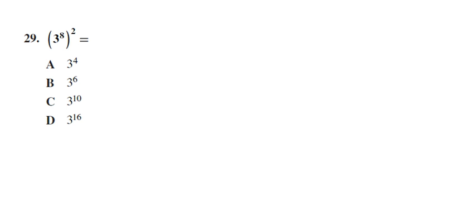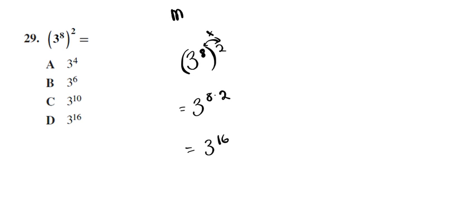It says, what is 3 to the 8th, squared? Now, remember what this means: if you have a power raised to a power, you just multiply the powers. So for 3 to the 8th squared, you just multiply this power and that power together. So it's simply going to be 3 to the 8th times 2, which is equal to 3 to the 16th. Okay, so this is one way of doing it, method 1.